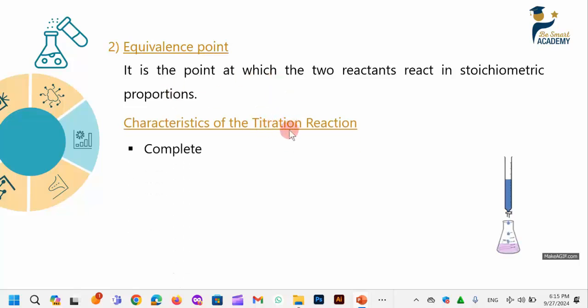The characteristics of the titration reaction: it should be complete, it's unique, it's fast and spontaneous.